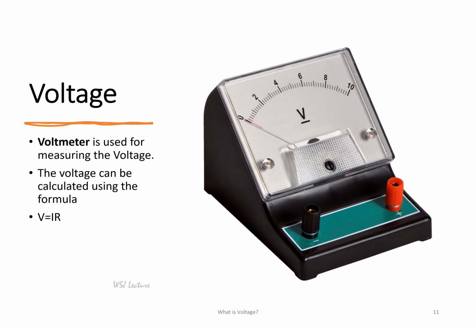To measure the voltage, we use a voltmeter, or with the help of a multimeter, you can measure the voltage. The voltage can be calculated using the formula V is equal to IR. This V is equal to IR is Ohm's law. V stands for voltage, I stands for current, and R stands for resistance. These are the brief outlines about voltage.